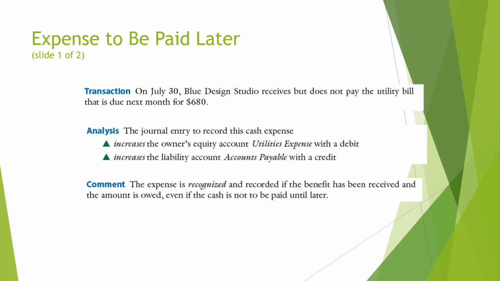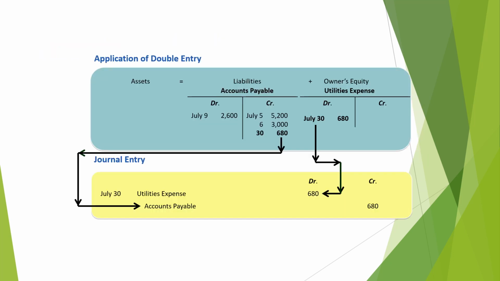Let's look at an expense that's going to be paid later. This is otherwise known as an accrued expense. So on July 30th, Blue Design Studio receives but does not pay the utility bill that is due next month for $680. So we've already used utility services, so we are going to increase utility expense. But instead of paying it now with cash, we're going to promise to pay it next month. That's accounts payable. So utilities expense goes up, accounts payable also goes up.